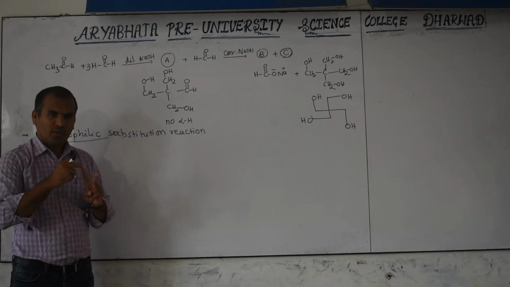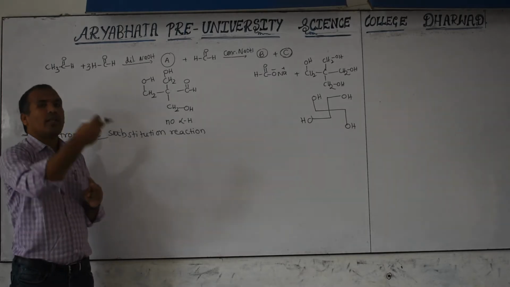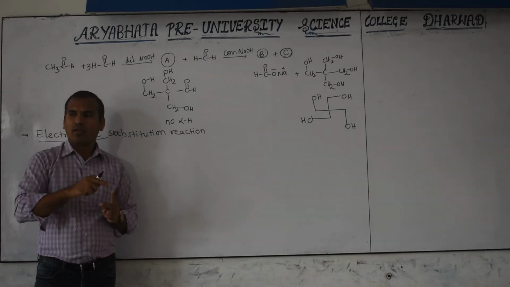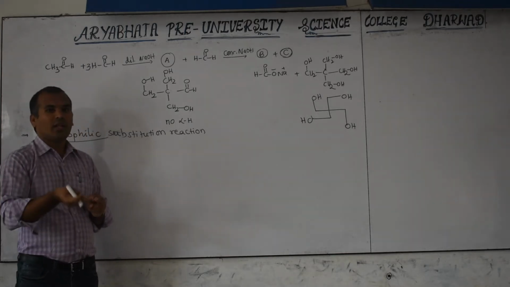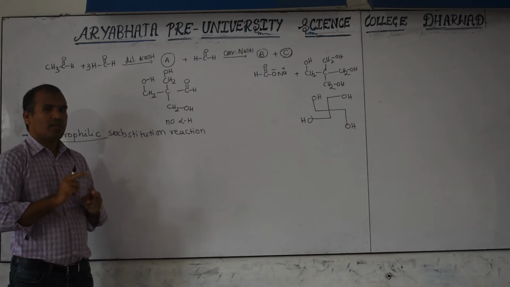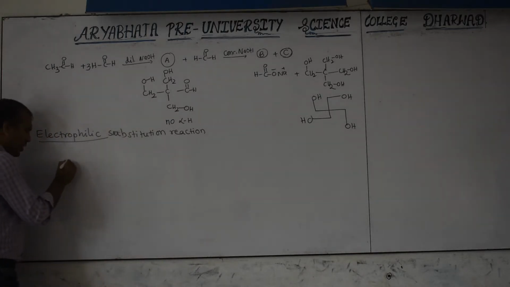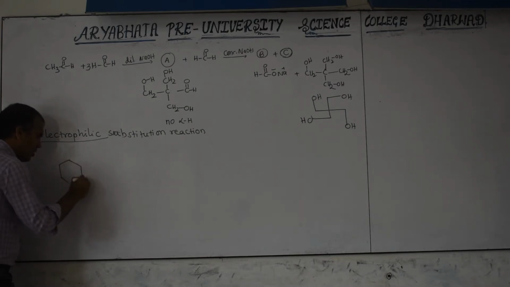Nucleophilic substitution means a nucleophile can substitute another nucleophile. An electrophile can substitute another electrophile, but a nucleophile cannot substitute the electrophile, and an electrophile cannot substitute the nucleophile. That is not possible. The same type replaces the same. Okay. Now we can discuss based on benzaldehyde.